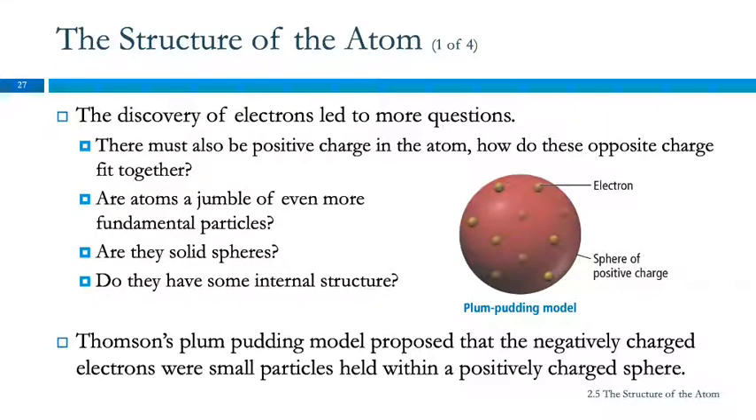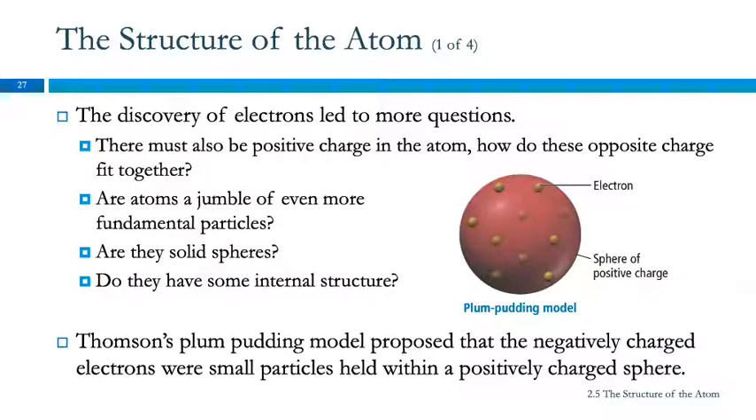So the discovery of electrons led to more questions such as these. There must also be positive charges in the atom, so how do the opposite charges fit together? Are atoms a jumble of even more fundamental particles? How many are there? Are these individual particles solid spheres? Do they have some internal structure? Does the electron have particles inside of it? Lots and lots of questions.